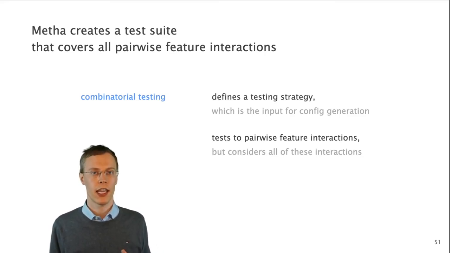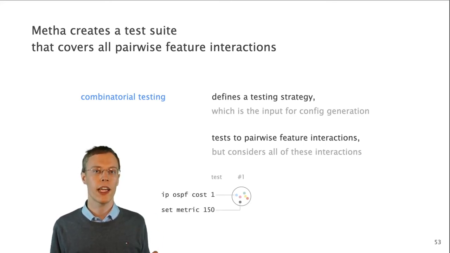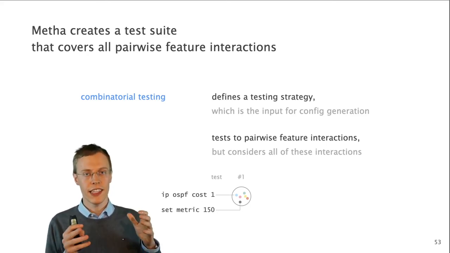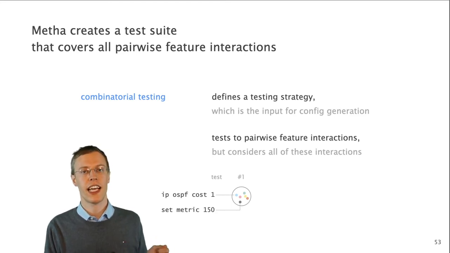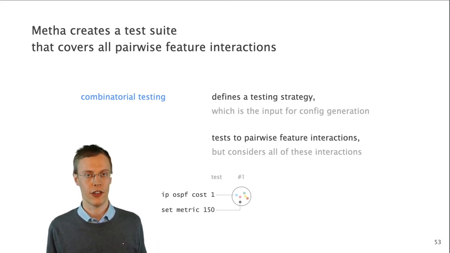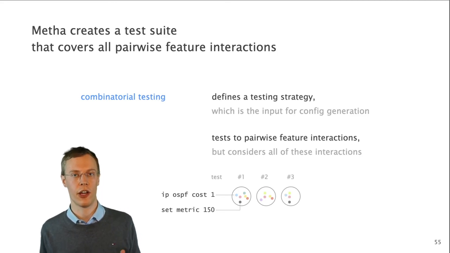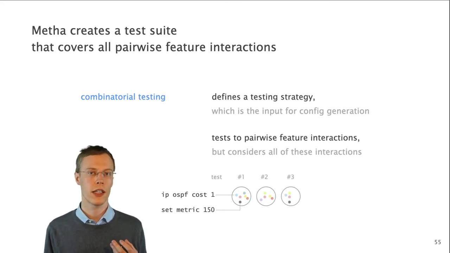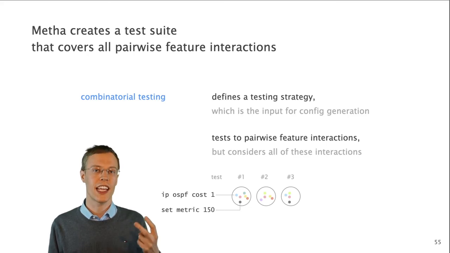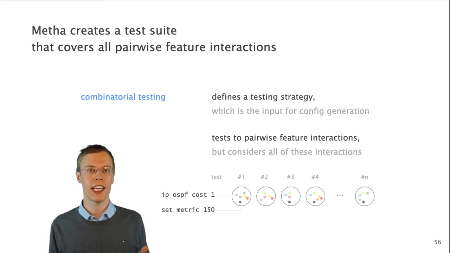Now it activates the features in a way such that we cover every pair of features at least once. An abstract view of it is kind of this collection of dots where every dot represents one feature, like setting a link weight or setting a metric. Now, this collection of features serves as an input to the configuration generation, and we test one test after another. And it's important to note that even though we test every pair at least once, we can test multiple pairs at the same time. Once we have run through all those tests, we know that we covered every pair at least once.